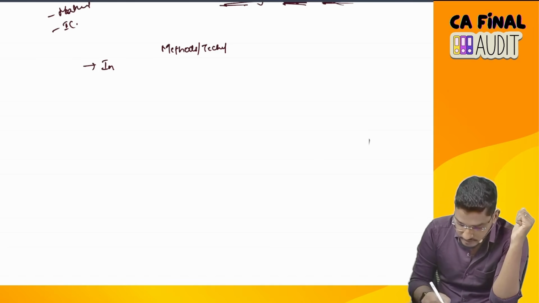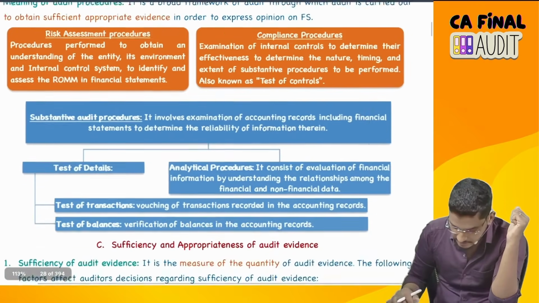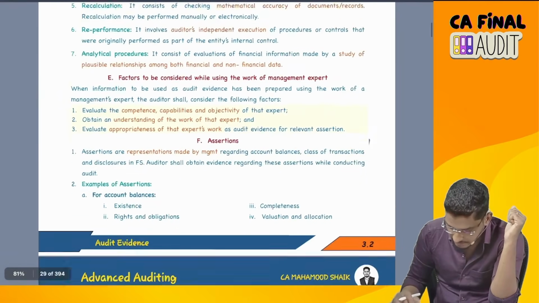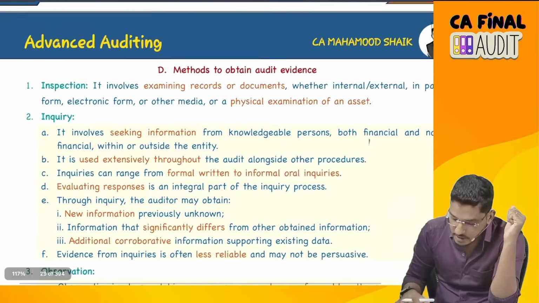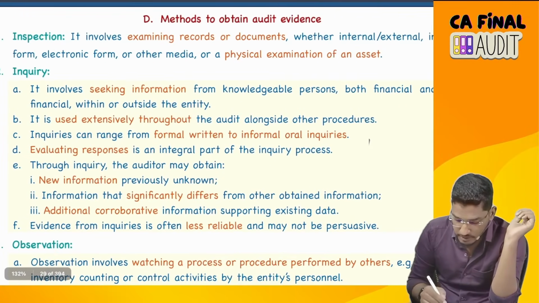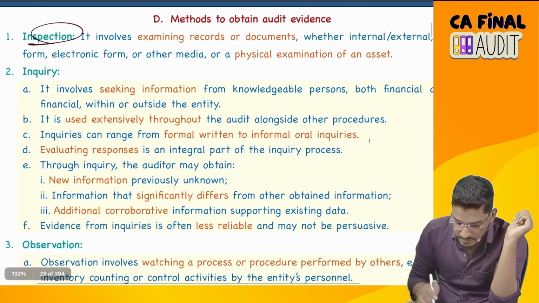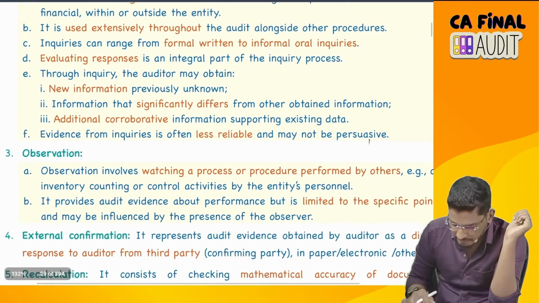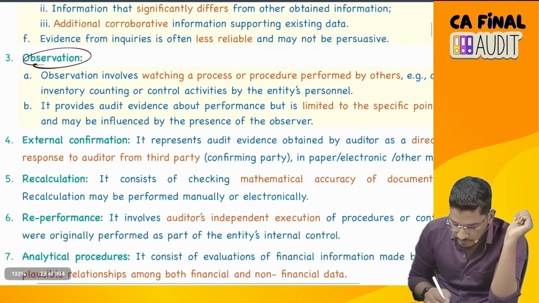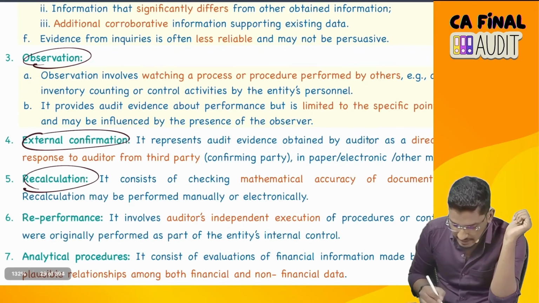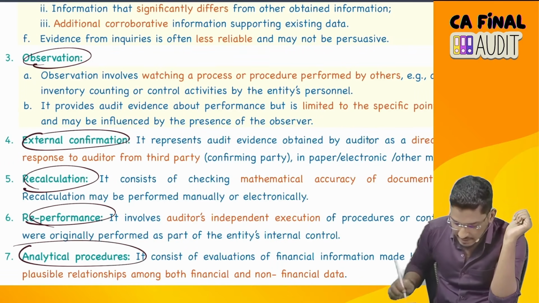So if I list down those things here, let us have a look at the material. From here itself, we will try to learn. Yes, if you see here, universally, we have only 7 methods to obtain audit evidence. Number 1, inspection. Number 2, we have inquiry. Number 3, we have observation. Number 4, we have external confirmation, recalculation, reperformance, and analytical procedures.